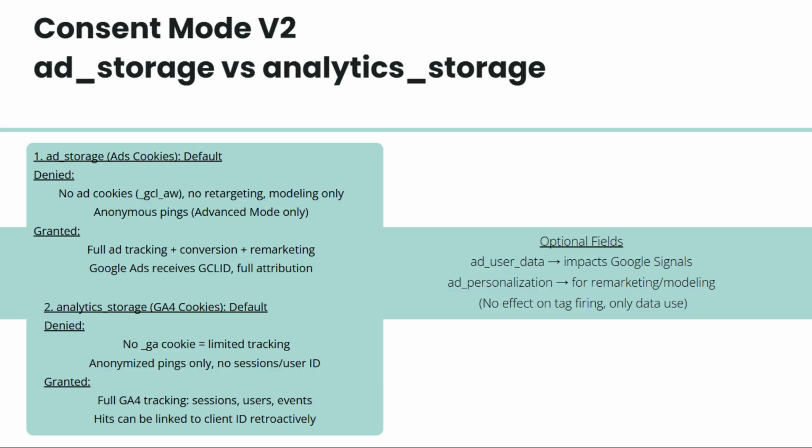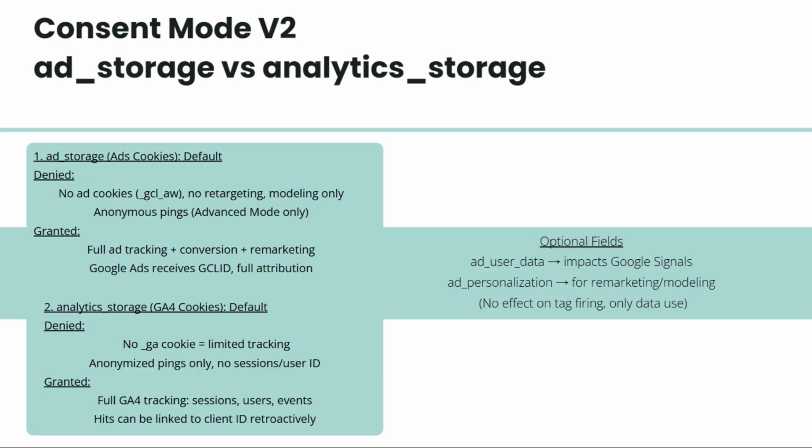How to configure these in practice. In your GTM or code, you explicitly set these defaults and ensure updates happen. We already did default config in step 3 of the previous slide, denied for both. For updates, your CMP should map the user's choice. If user says allow analytics, then include analytics_storage: granted in the update call. If they say allow ads/personalization, include ad_storage: granted, and similarly the other fields like ad_personalization.